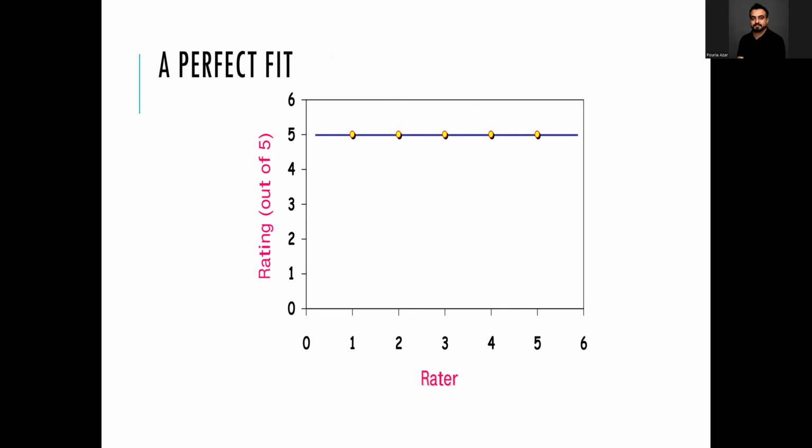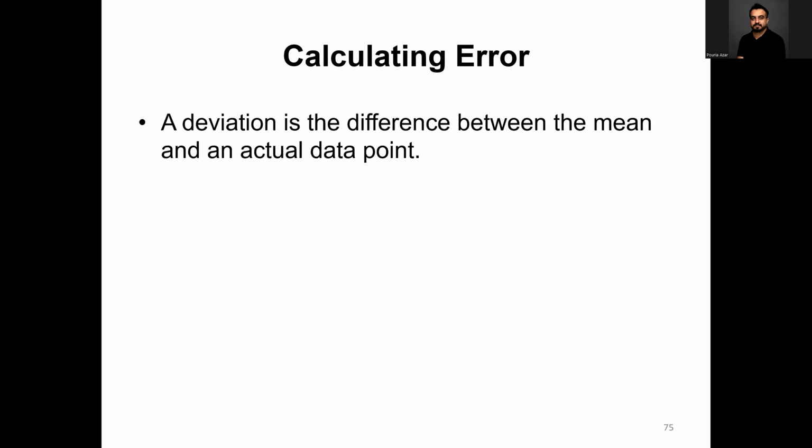So the blue horizontal line is the mean, and the yellow circles are each data points. And this is a perfect fit, which means there is no difference between the actual values and the observed values. A deviation is a difference between the mean and the actual data point.